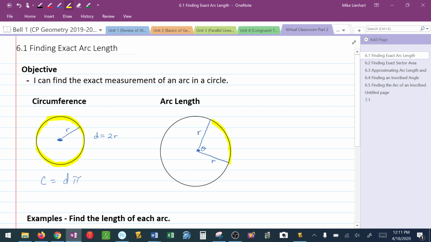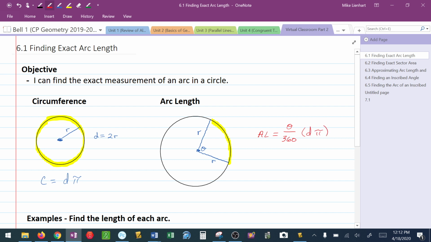What they want us to actually find here is how long is it? If you can imagine taking that arc, that rim of the circle, and stretching it straight out, what would it measure? We have a formula for that, and that's the formula we're going to focus on today. This formula is known as arc length. I'm going to abbreviate it as AL. Arc length is a fractional part of the circumference, so it's going to be theta divided by 360 times d pi.